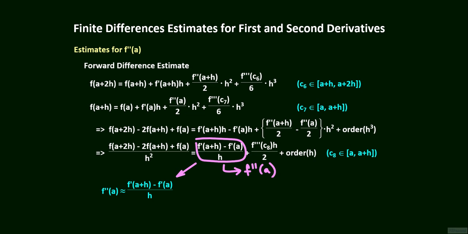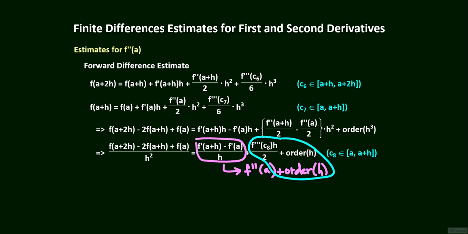And from earlier calculations, we know that the error for the forward difference estimate for the derivative of a function is of order h. And so combining all the order h terms on the right side, we have f of a plus 2h minus 2 times f of a plus h plus f of a all over h squared is a forward difference approximation for f double prime of a with an error of order h.